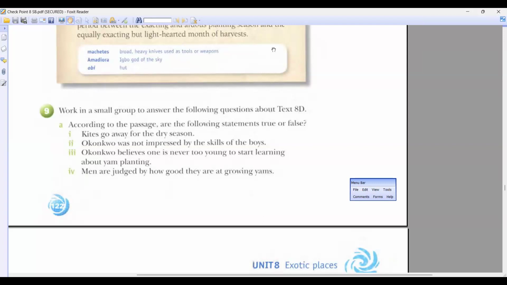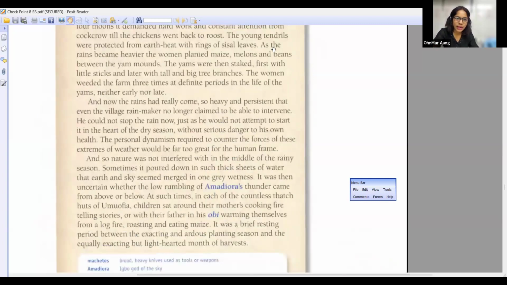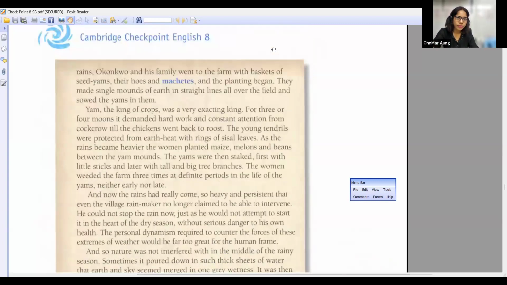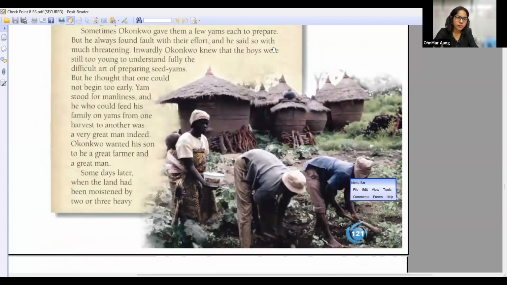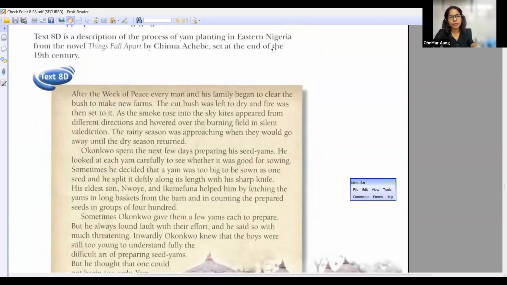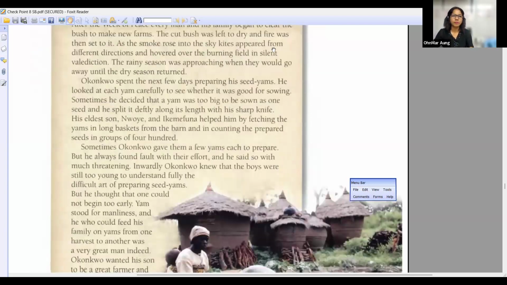Kites go away for the dry season. What do you think? Where do you see kites? First paragraph. So, you could find kites. Could you please read out that sentence?